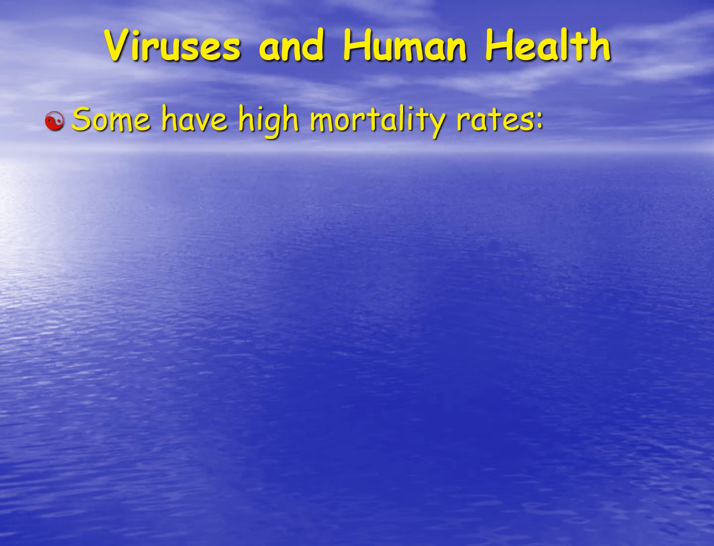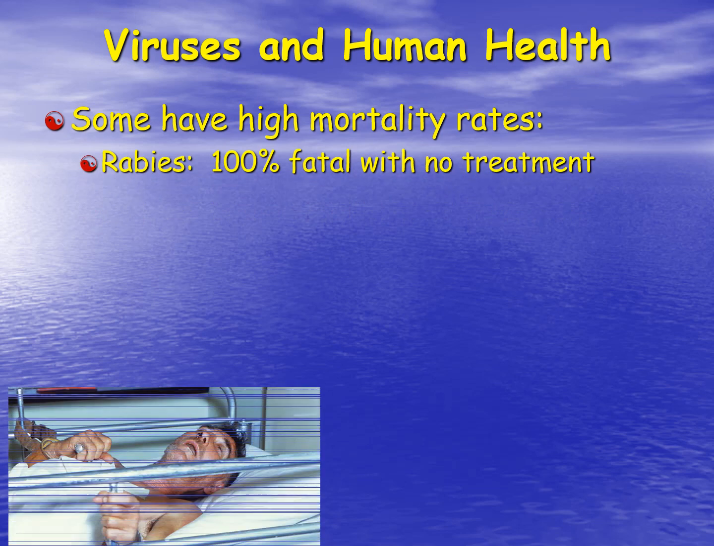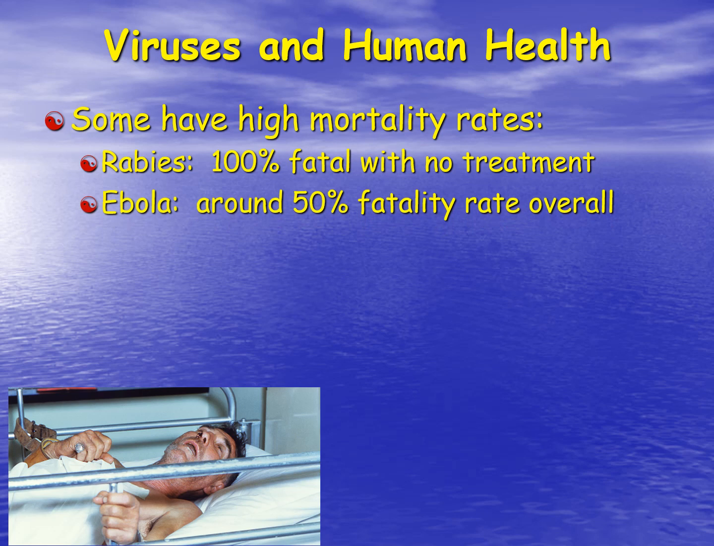Some viruses have very high mortality rates. For example, rabies is 100% fatal with no treatment. And yes, human rabies does still occur in the United States. Ebola, of all the strains of Ebola, has about a 50% fatality rate overall. The original Ebola, however, was almost 90% fatal. It wasn't until it had actually mutated that some of the new strains had become a little less fatal with about a 60% mortality rate.